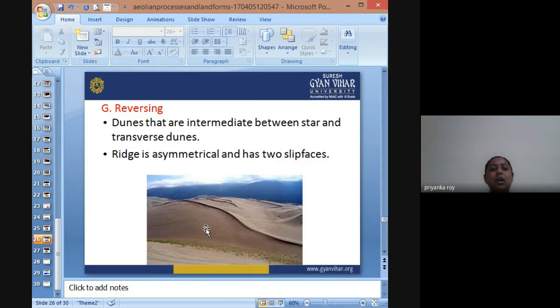Okay, now reversing dunes. Reversing dunes are dunes that are intermediate between the star and the transverse dune. So, what is the reversing dune? When it is intermediate between the star dune and the transverse dune, the ridge is asymmetrical and has two or more faces. Two or more faces will give a reversing dune.